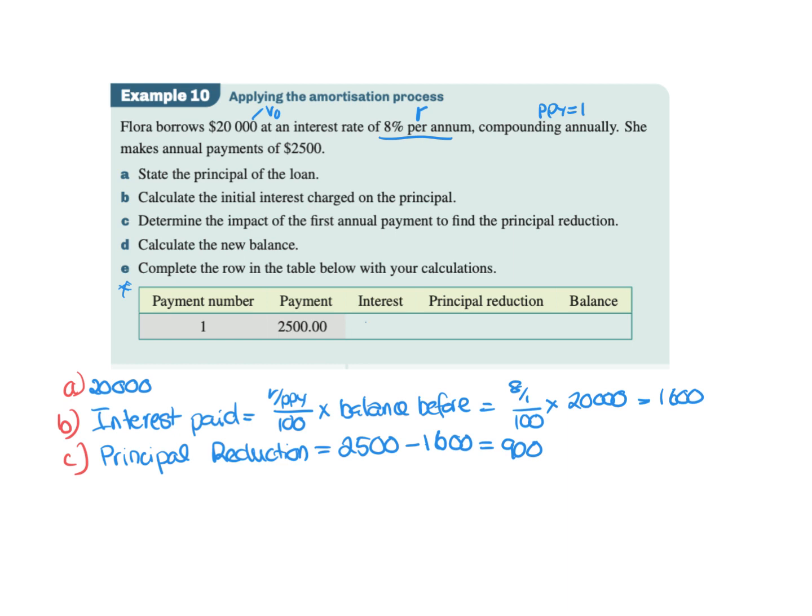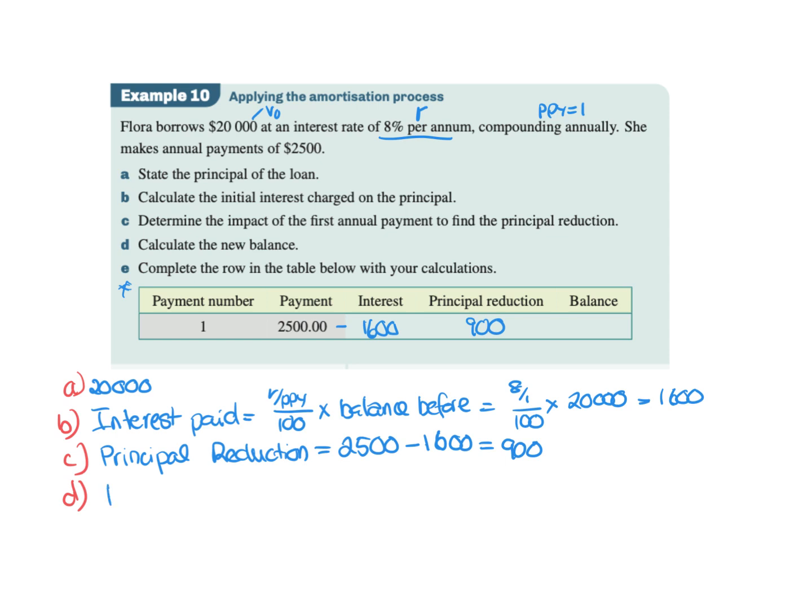So we've worked out a few things here. We've worked out the interest is $1,600, and we can see that the principal reduction is $900. So for her loan, even though she borrowed $20,000, every year the interest on that loan was $1,600. So even though she made a $2,500 payment at the end of the year, she hasn't reduced it by that much, because she's got to pay the interest first. And so she's only reduced that loan by $900.